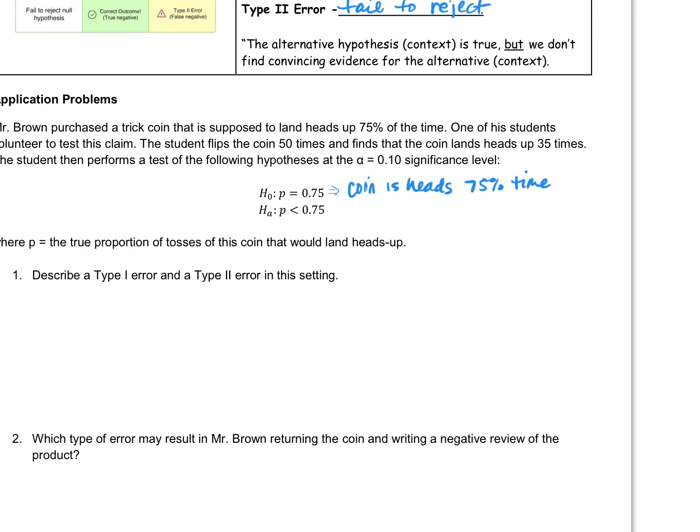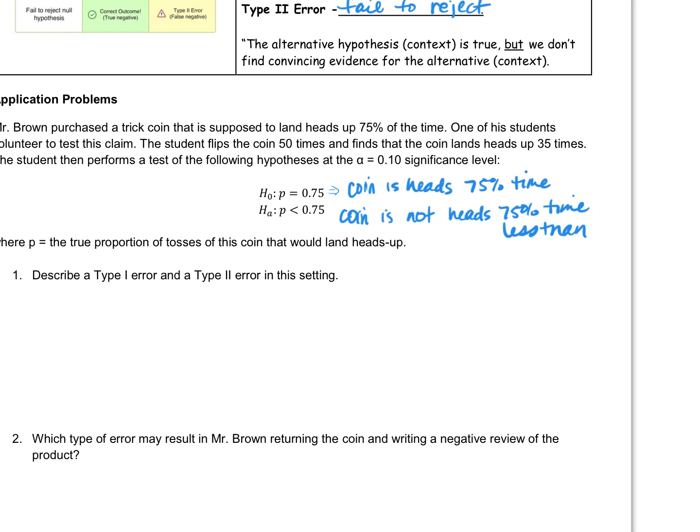There you go. The coin is heads 75% of the time. That's what it's supposed to do, right? So then what does the alternative mean here? The coin is not heads 75% of the time. You can keep it that simple. The coin is no trick, or you could say heads less than 75% of the time, right?